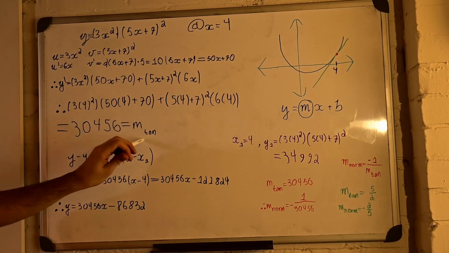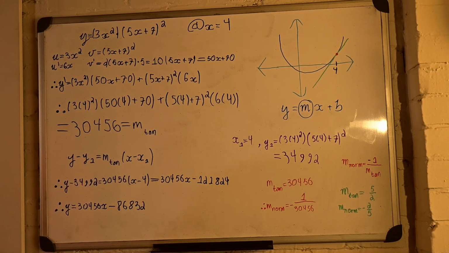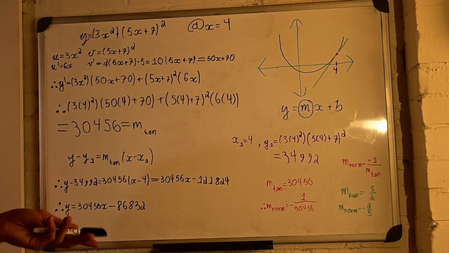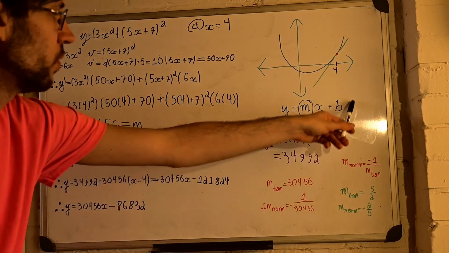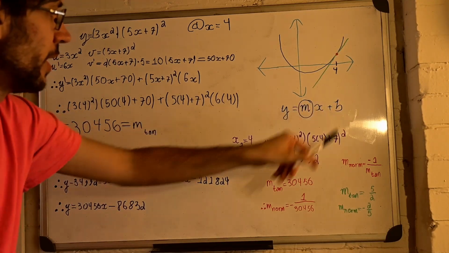It's the m value. And I specifically wrote "tan" because it's tangent. I like doing that. It makes it easier to remember if you're also working with normal lines, which I'll get to in a second. So we have the slope, but again, we still need to find the whole equation of the line. We still need to find the b value.